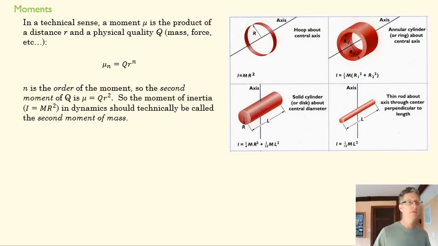And so when we talk about the moment of inertia in dynamics, which we've got over here, which typically comes in this form, right? And you can see that form repeated over and over here in different ways. That is the second moment of mass, right? Because our physical quantity is mass, it's a second order moment. So we should more properly call that the second moment of mass. It's so closely associated with angular momentum and angular inertia that it's been dubbed the moment of inertia.